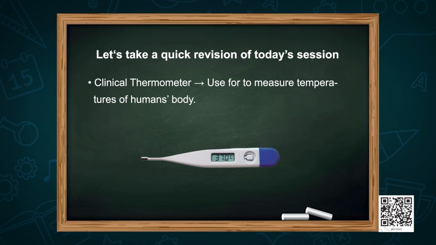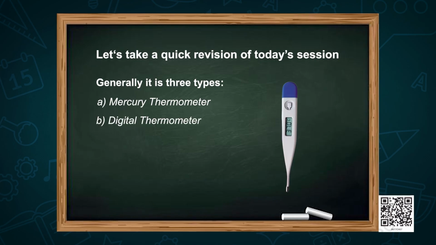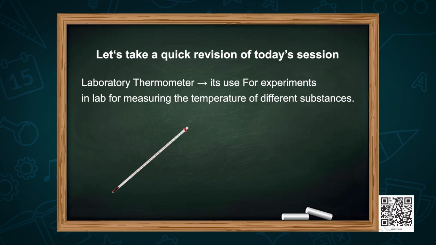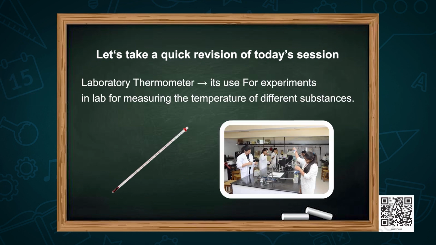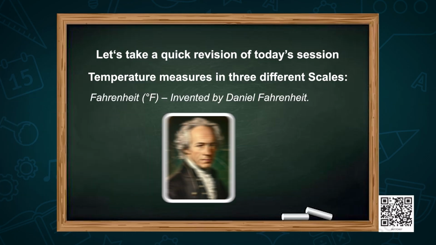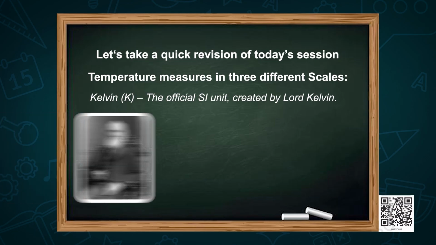A clinical thermometer is used to measure the temperature of the human body, and generally it is of three types: mercury thermometer, digital thermometer and infrared thermometer. A laboratory thermometer is used for experiments in the lab for measuring the temperature of different substances. Temperature is measured in three different scales: Celsius, invented by Anders Celsius; Fahrenheit, invented by Daniel Fahrenheit; and Kelvin, the official SI unit, named after Lord Kelvin.